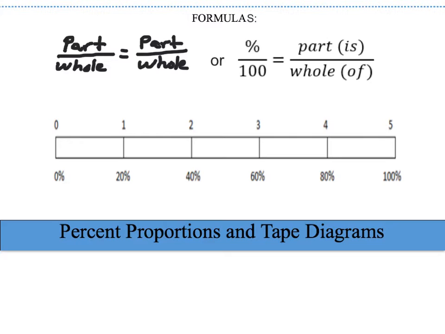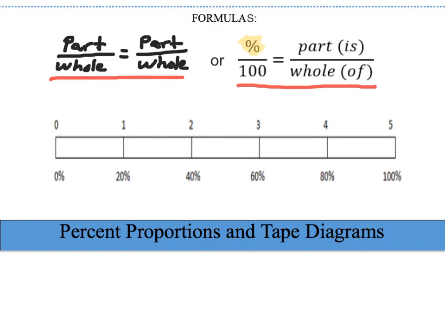Another formula that we can remember is percent over 100 is equal to is over of. So this formula and this formula are the same thing. So I'm going to use 4 different color highlighters like we did in the other lesson to highlight the different parts of this formula. So I'm going to use yellow to highlight the percent portion of our formula.